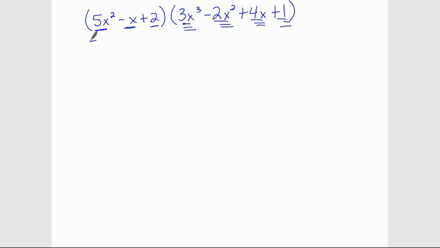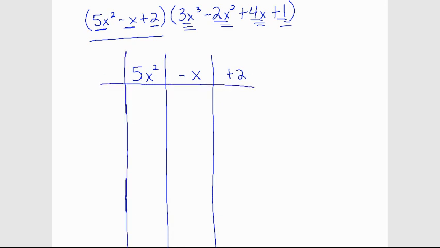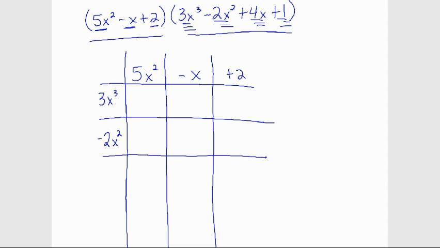I usually do this first one as my top one, so that's 5x squared. I'll do the minus x and then the plus 2, and then I'll start creating a table. And then this one I will put vertically, so 3x cubed, and I'll draw a line, negative 2x squared, and then draw a line, and then I get 4x, and then I get 1.